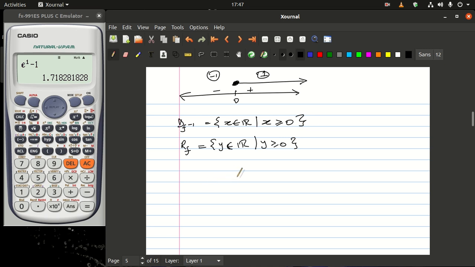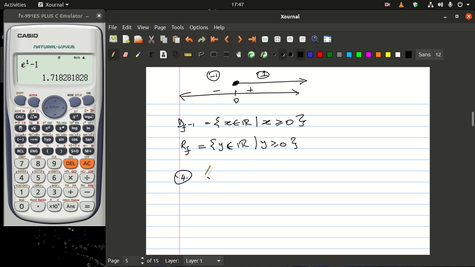Now, let's look at 2 more problems, and then we can talk about a different method of finding the range of a function without actually drawing it. Let's look at example number 4.